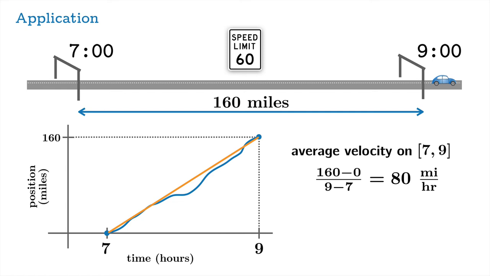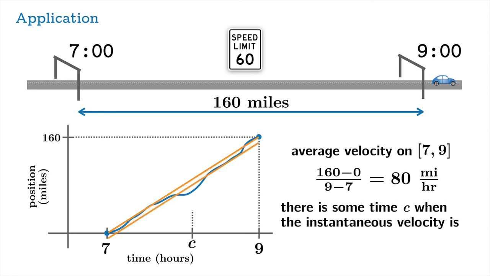Here, though, we have this statement that your average velocity over the 2-hour journey was greater than the speed limit. But the mean value theorem asserts that there had to have been some time c when your instantaneous velocity actually was 80 miles per hour. So in theory, if you have sensors that are recording when you enter and when you leave a turnpike, you might not even be speeding at those two moments, but if your average velocity exceeds the speed limit, then in theory you could be ticketed for having an instantaneous velocity somewhere along that 2-hour journey that exceeded the speed limit.